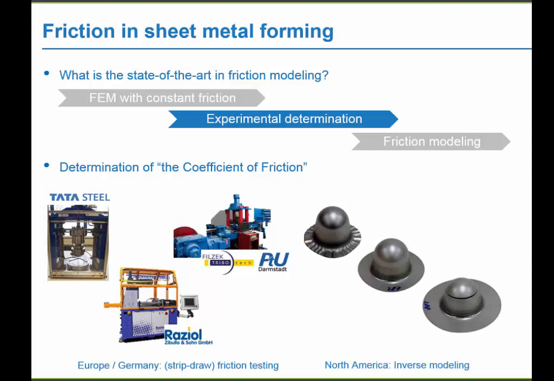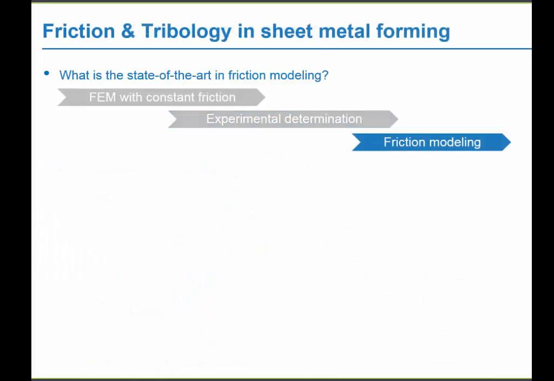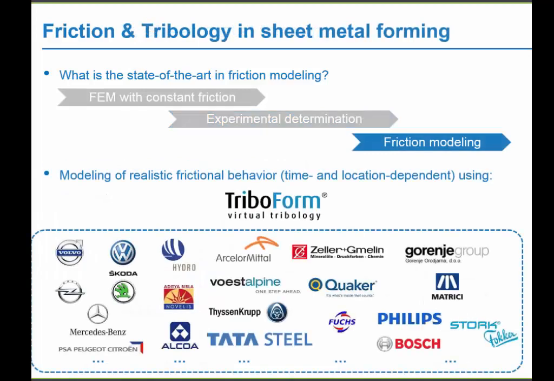Another approach is to determine the friction coefficient by inverse modeling, for example, by using cylindrical cups. So based on experiments, the friction coefficient can be reverse engineered from the experimental results. What we believe in, however, is not to measure friction, but to really understand friction. And for that purpose, we develop the TriboForm software. The TriboForm software can be used to calculate realistic frictional behavior, time and location dependent, and I will come back on that in the remainder of this presentation.